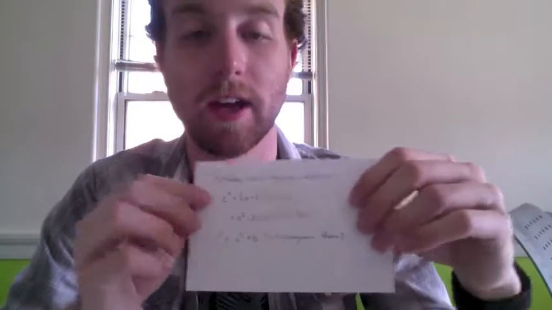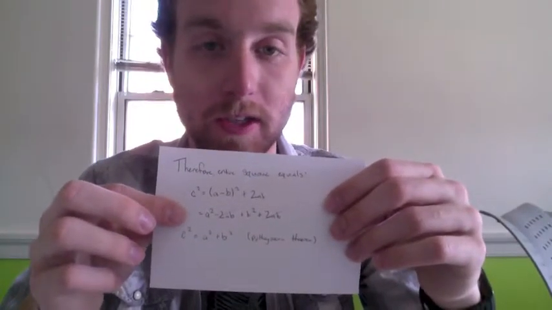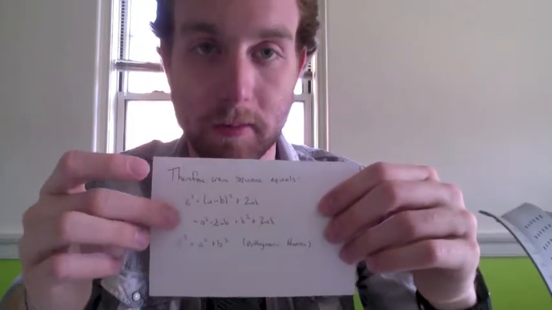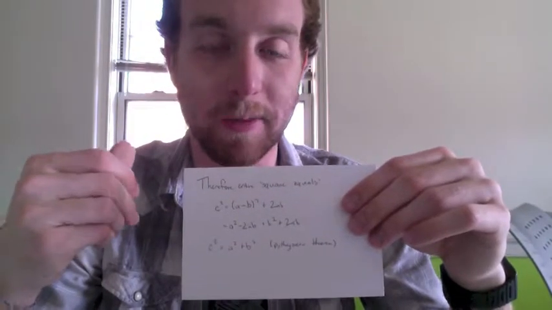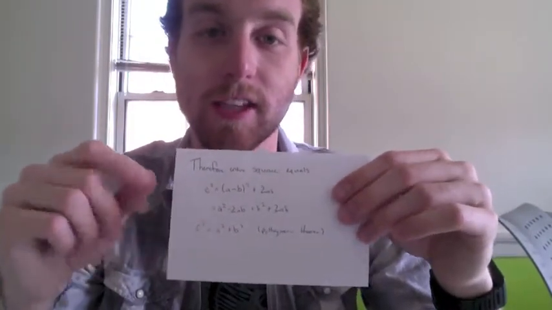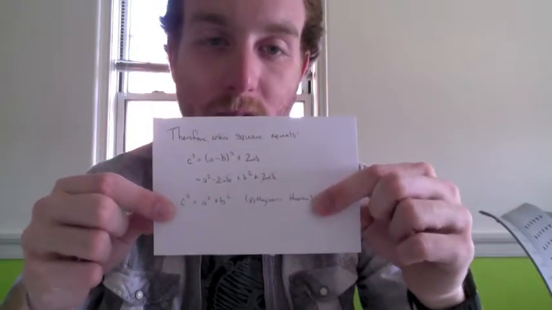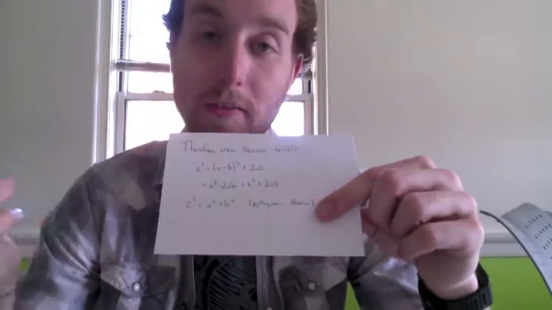So I went ahead and simplified. I FOILed out the A minus B squared into this equation right here, left the 2AB, and carried it down. The 2AB terms cancel each other out because they're positive and negative, and that leaves you only with A squared and B squared. The last product is C squared equals A squared plus B squared, which is the Pythagorean theorem.